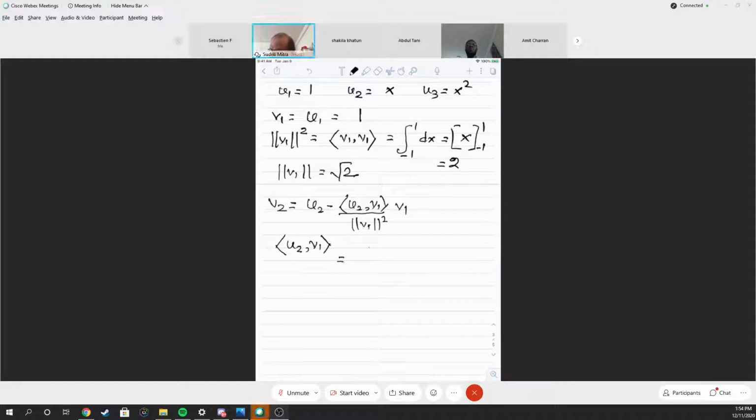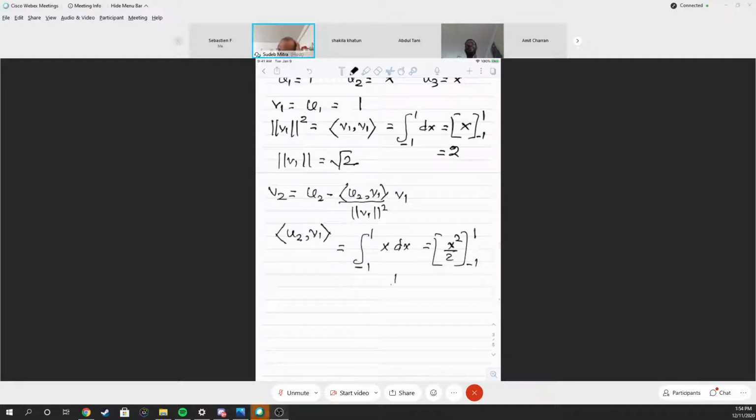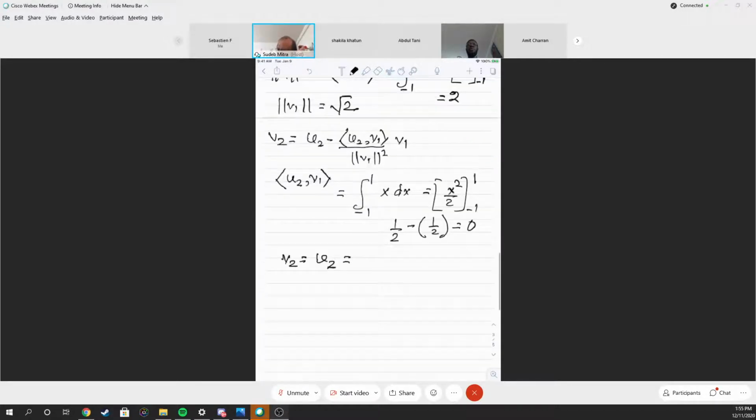So that will be integral from minus 1 to 1, u2 is x and v1 is 1. So it's x dx. So that is x squared upon 2, so 1 upon 2 minus 1 upon 2. So that is 0. So that makes your life very simple. v2 is u2, and u2 is x.